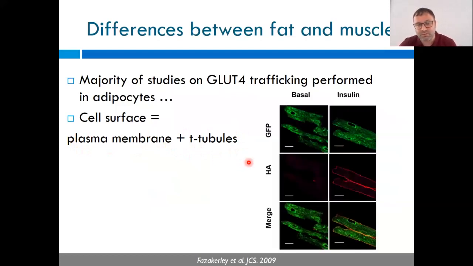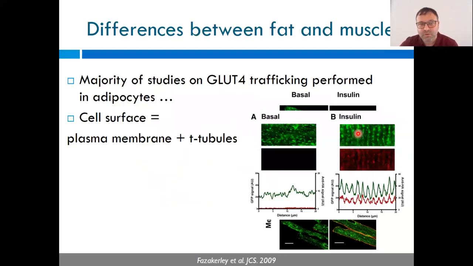I'm showing you an image here of another GLUT4 reporter. This time it's got a GFP tag in the cytosolic part of the protein. And I just want to zoom in on these images here where we have basal or insulin stimulated. And these are cardiac myocytes, actually. They're not striated skeletal muscle, but they're cardiac myocytes. What you can see here is that under basal conditions, the GLUT4 within the cell is more randomly distributed. When you add insulin, it lines up along these lines here. And this is actually accessible to antibody, as you can see here from the red, which is an anti-HA Fab fragment. And you can see when we quantify this, these line up almost perfectly, suggesting that this GLUT4 is accessible to the external medium and can mediate glucose transport.